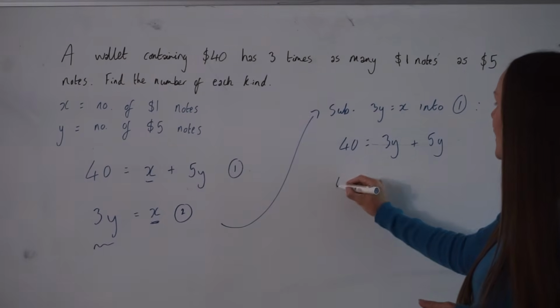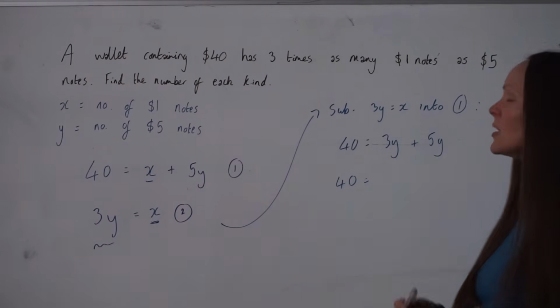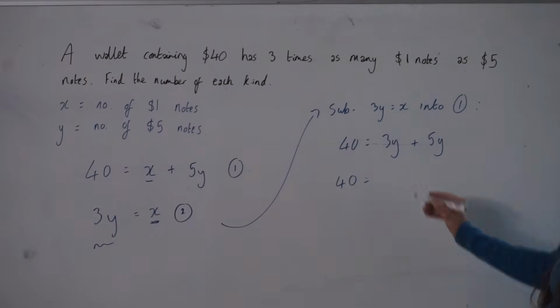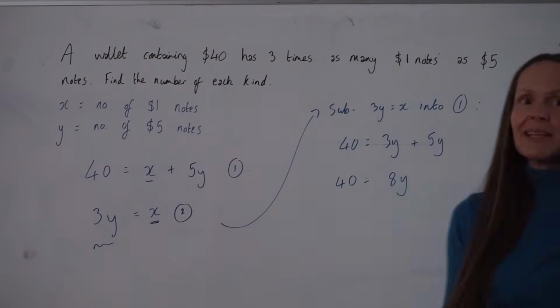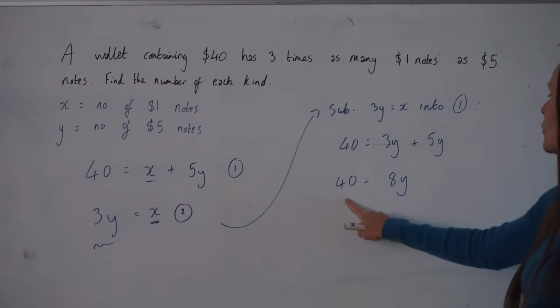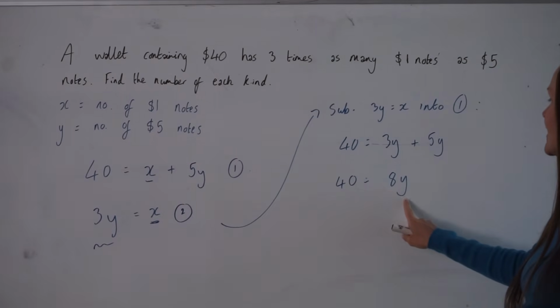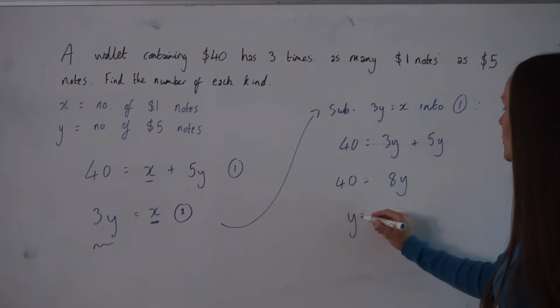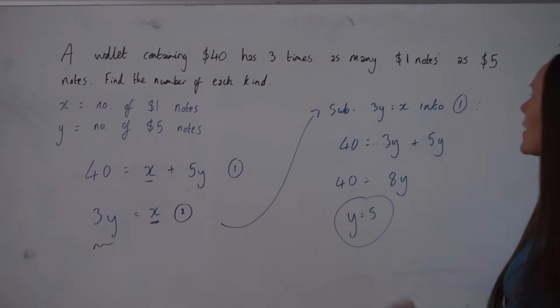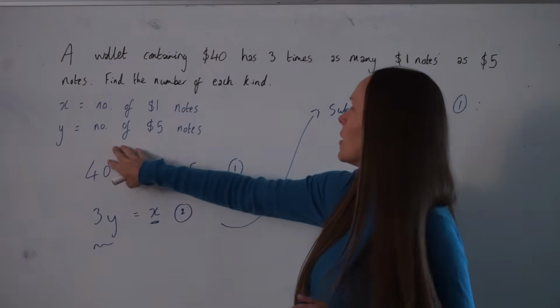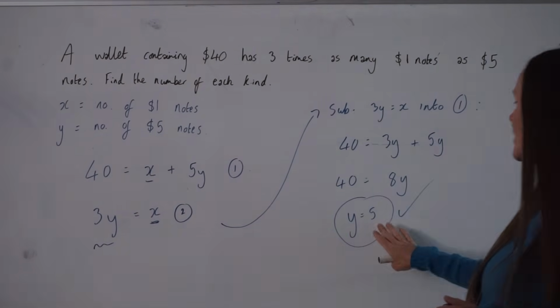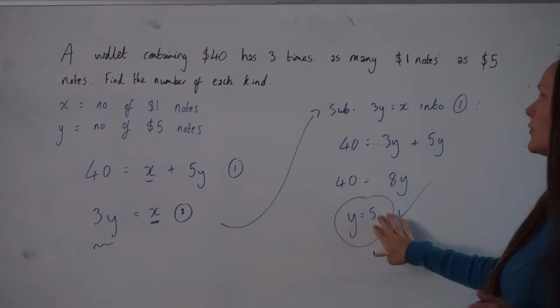So if I simplify the right-hand side of this equation, 3y plus 5y is 8y, and then to solve for y, we have to divide everything by 8. So 40 divided by 8 is 5, so y is equal to 5. So there's our first answer. We know y, the number of $5 notes, is 5. So there are 5 $5 notes.